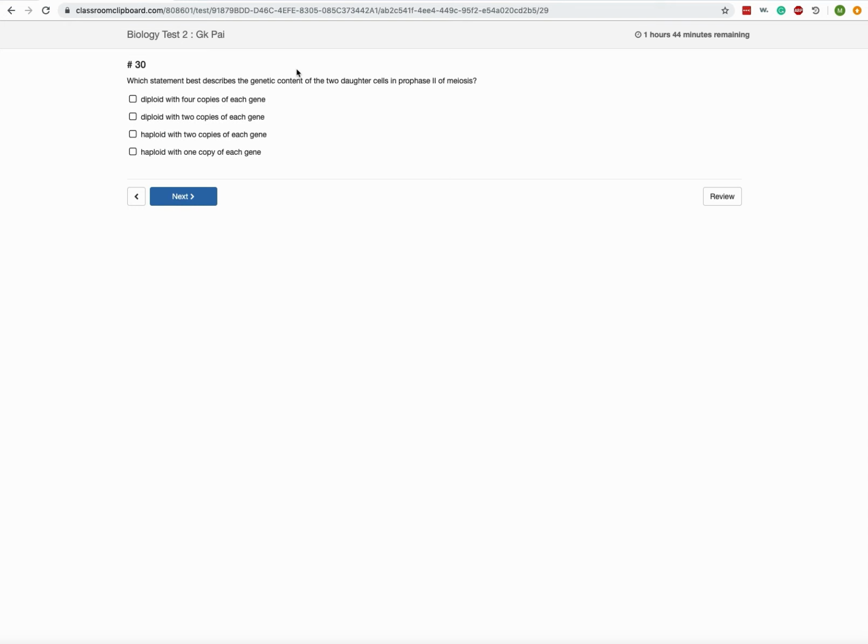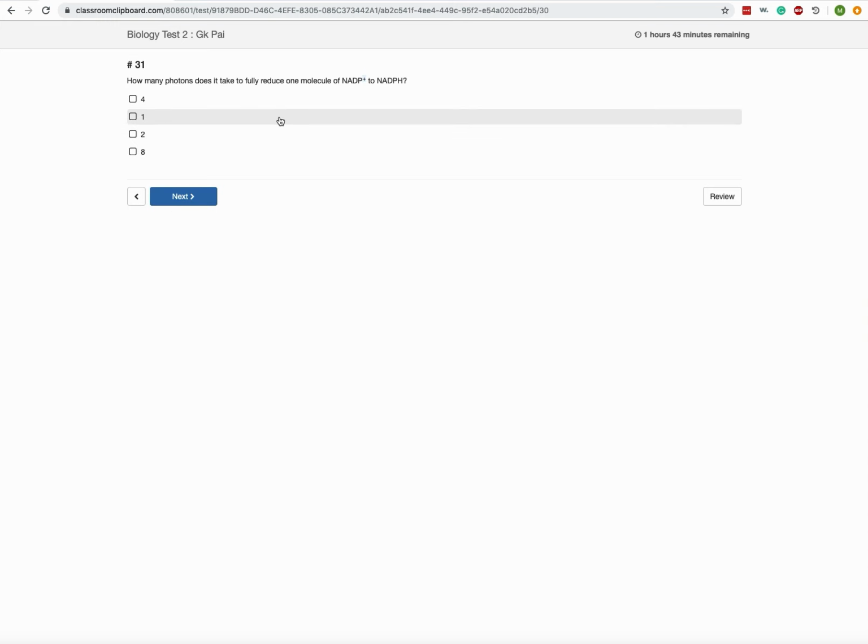Which statement best describes the genetic content of 2 daughter cells in prophase 2 of meiosis? So remember, we are in prophase 2, so we already have the 2 daughter cells, and they're both haploid, but they both have 2 copies of each gene because the homologous chromosomes go into each one of those daughter cells, so they still have 2 copies of each gene. So it's haploid, 2 copies of each gene.